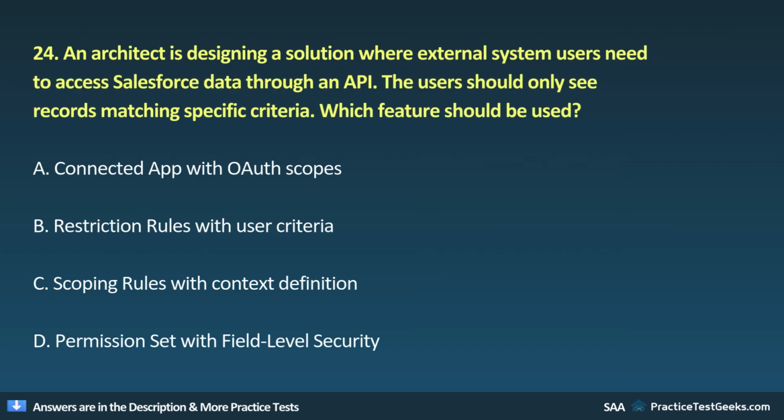24. An architect is designing a solution where external system users need to access Salesforce data through an API. The users should only see records matching specific criteria. Which feature should be used? A. Connected app with OAuth scopes. B. Restriction rules with user criteria. C. Scoping rules with context definition. D. Permission set with field-level security.